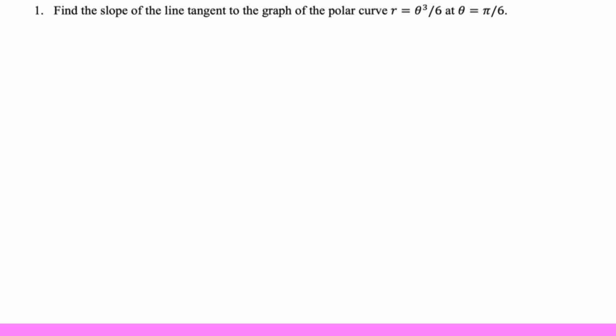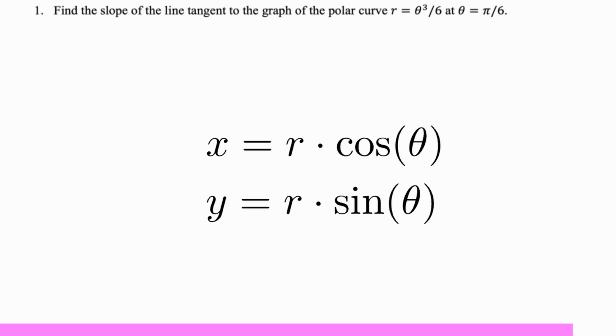Let's take a look. Number 1, find the slope of the line tangent to the graph of the polar curve r equals theta cubed over 6 at theta equals pi over 6. I'm doing this by hand and it's a bad choice. Alright, so step 1 is we have to convert to x's and y's because slope of a tangent line is dy dx.